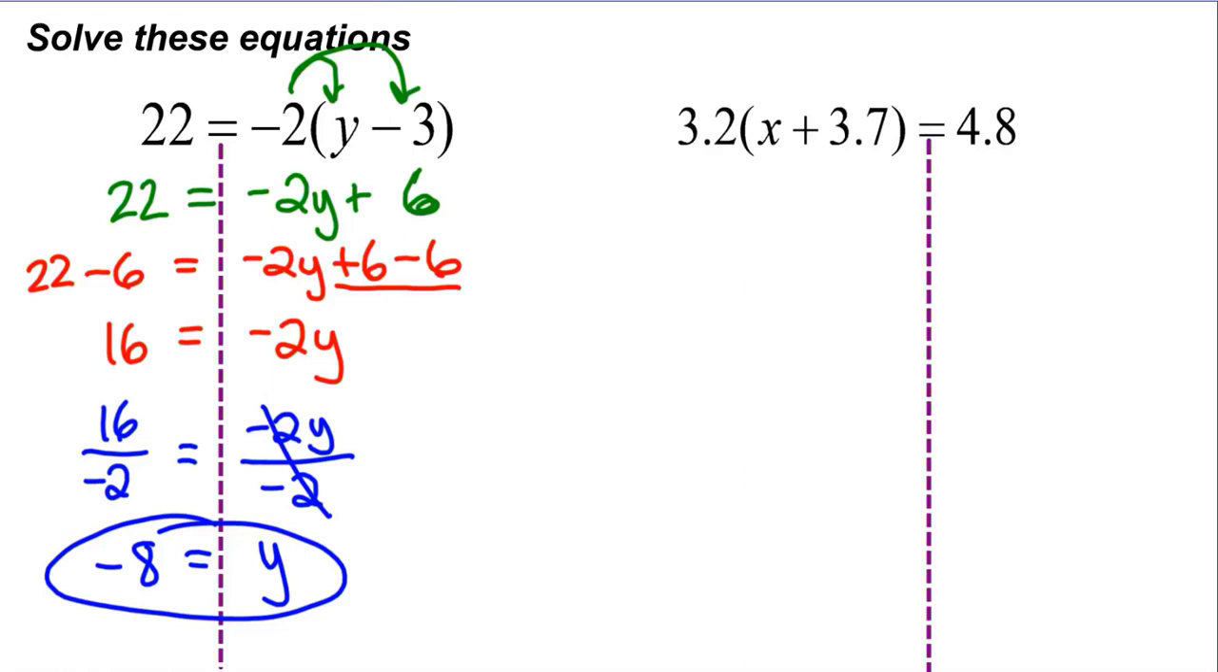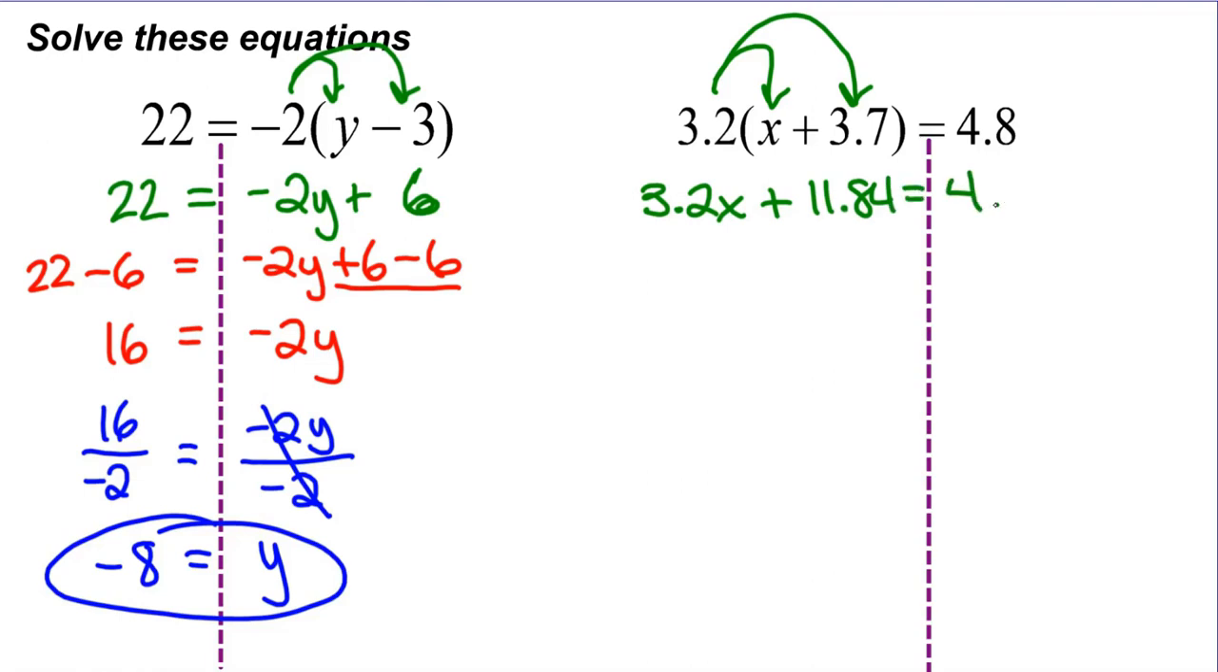Next one, here I have decimals in my problem, but I'm still going to use the same procedure. First step is to get rid of those parentheses by using the distributive property. I'm going to multiply everything in the parentheses times the 3.2. And remember to multiply everything in the parentheses. A lot of people forget to do that second term. So 3.2 times x is 3.2x, plus 3.2 times 3.7. 3.2 times 3.7 is 11.84. And then I just have my 4.8 on the right-hand side.